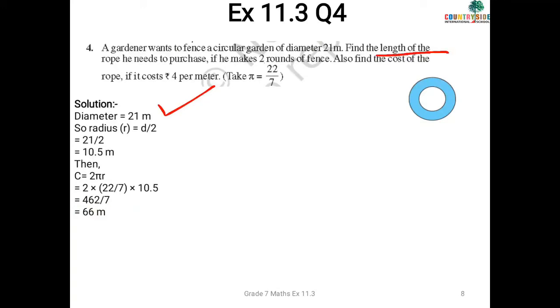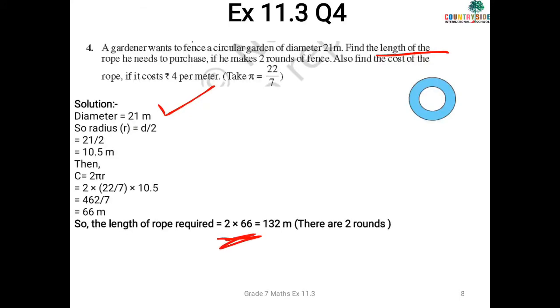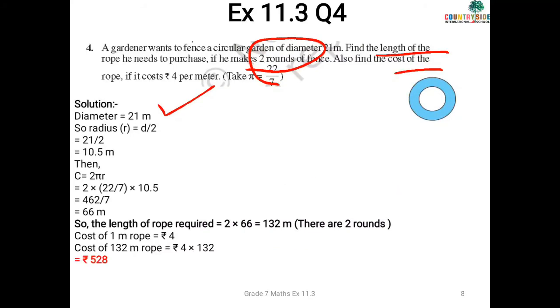Now in the question it is given to find the length. So the length of a rope is 2 into 66. Why 2 into 66? Because there are 2 rounds. This one is for round 1, but here in the question they are asking for 2 rounds. So 2 into 66, that is 132 meter.